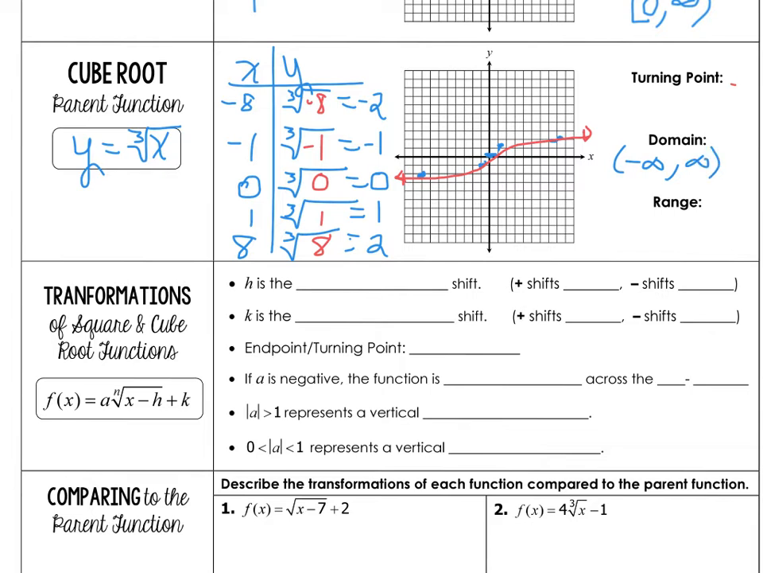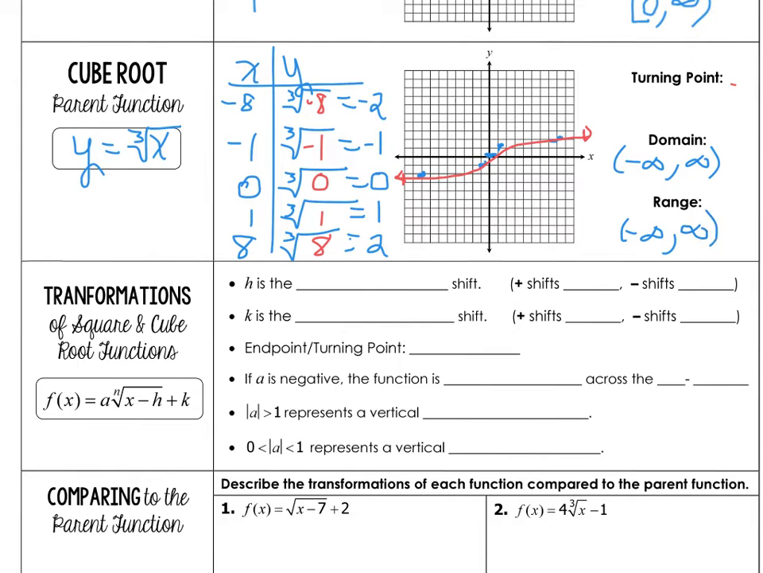Our range, the lowest range value, so if this is going to the left, it's also going down, down, down, down forever. So our lowest range value is also negative infinity. Our largest range value, as we go up, this is going to the right, but it's going up and up and up forever. So the largest range value is also positive infinity.